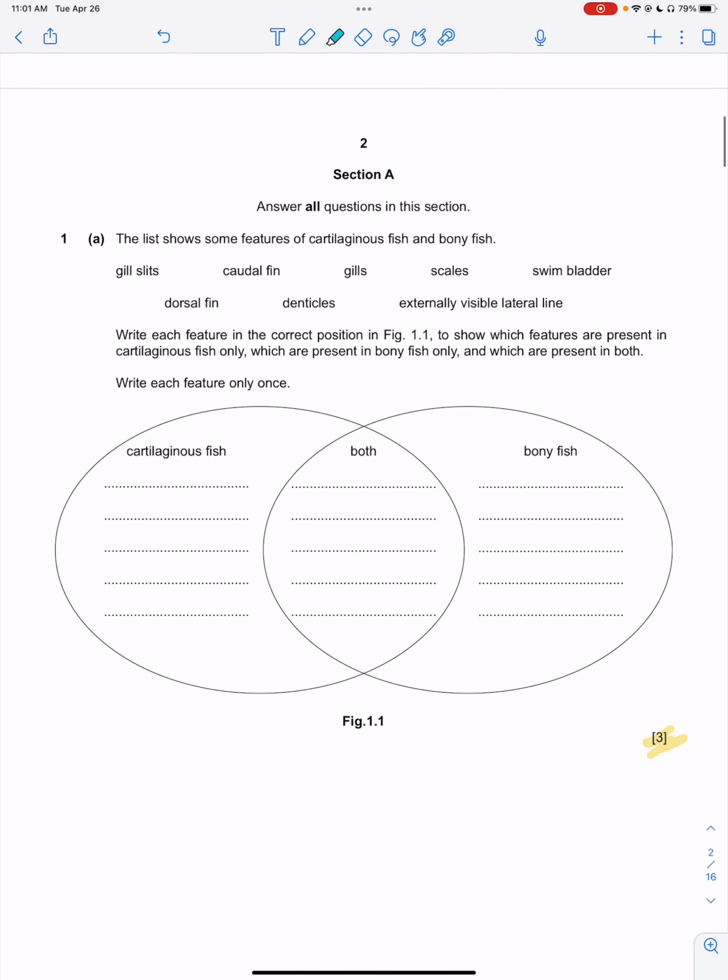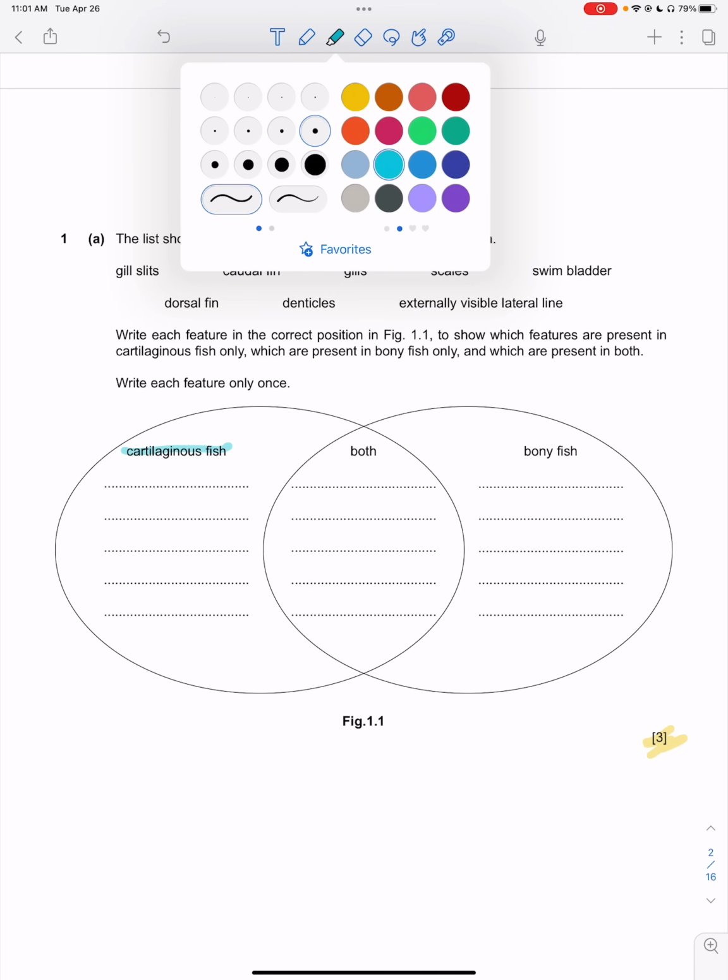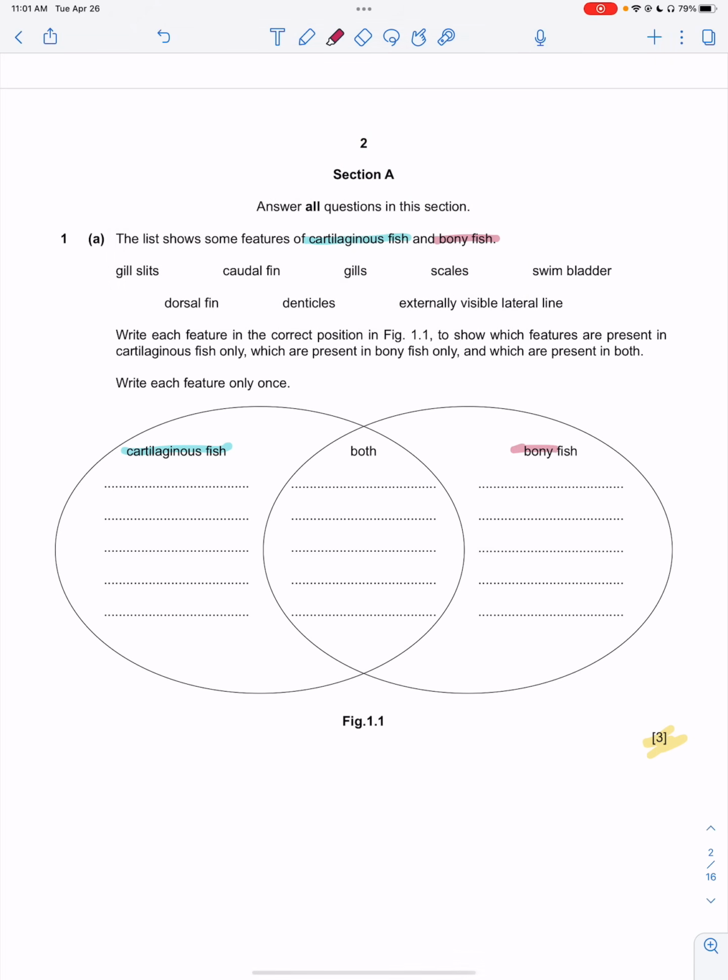All right, we've done this in class. So you're looking at cartilaginous fish and then bony fish. I'm not going to write them all in here because we've already done it together, but I will highlight them so we can go over it one more time. So you have gill slits, caudal fin, gills, scales, swim bladder, dorsal fin, denticles, and externally visible lateral line. Write each feature in the correct position on figure 1.1 to show which features are present in cartilaginous fish only, present in bony fish only, and then present in both.